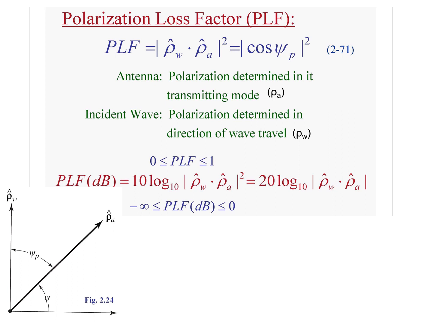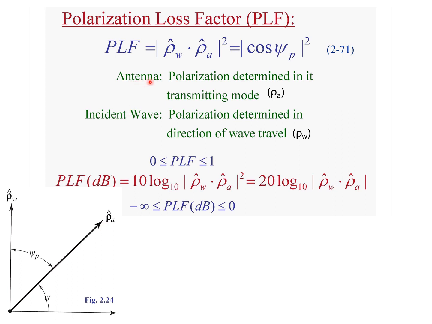The polarization loss factor is mathematically defined as the dot product of the polarization of the incident wave, rho w, and the polarization of the antenna in the transmitting mode, rho a. So we take the dot product of the wave polarization and the antenna polarization, and then we square it. That is the mathematical definition of the polarization loss factor. It is also equal to cos of psi p whole square, where psi p is the angle between the wave polarization and the antenna polarization vectors.